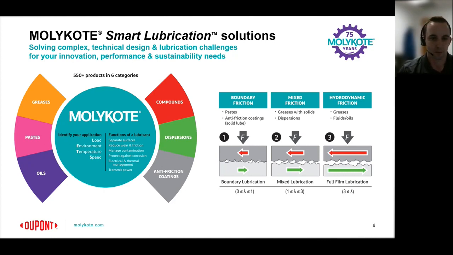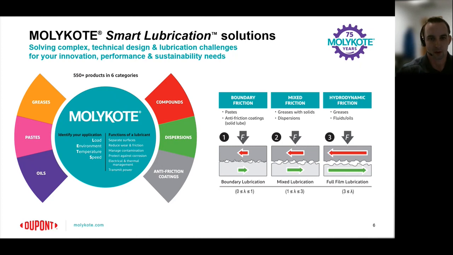On the right side, we have the 3 friction regimes, starting with boundary friction. Boundary friction is where you have your high loads and slow speed applications. Maybe think of something like a press fit. This is the area where you'd use things like paste or anti-friction coating, something with a high number of solids to reduce wear. On the other end, you have hydrodynamic friction, which is your higher speed applications with lower loads.